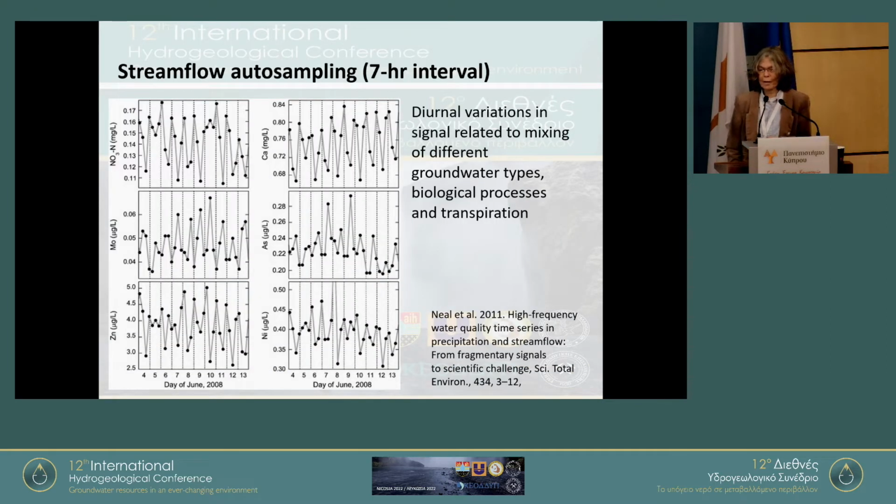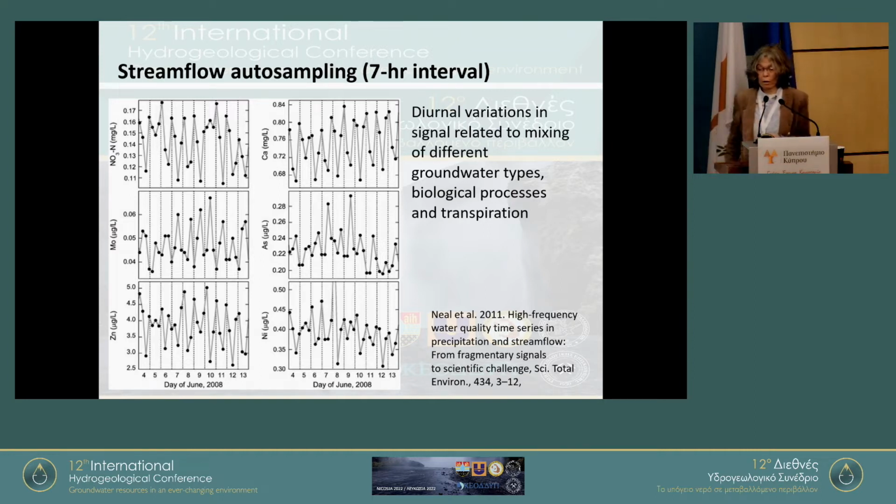And then we are looking at auto-sampling, right? And here we look at data from Scotland, from Professor Neil and his colleagues. So they're sampling every 7 hours. We see the nitrate on the left top, calcium on the right top. Right? We see an enormous variability. But for nitrate we can understand because there are also biological processes involved.